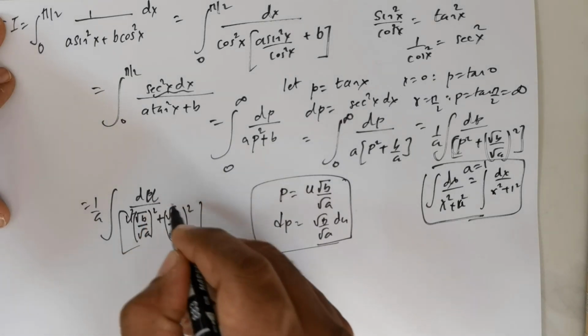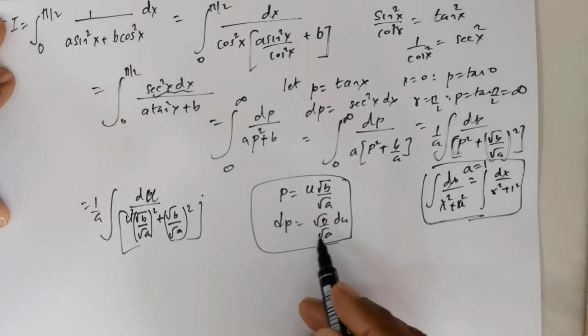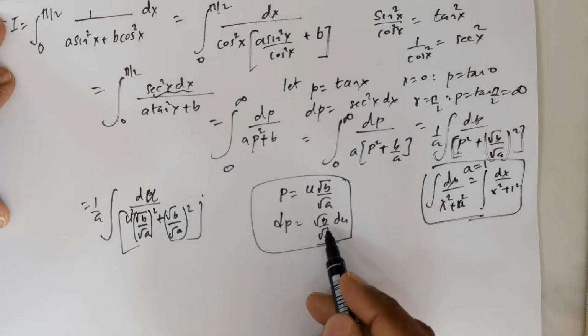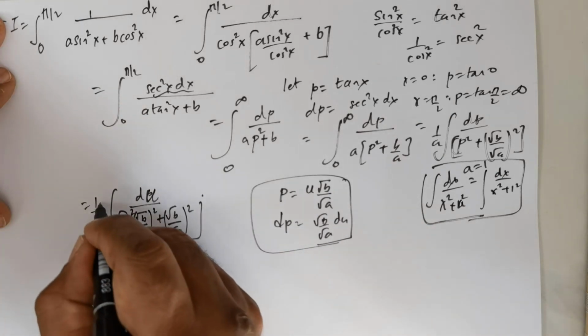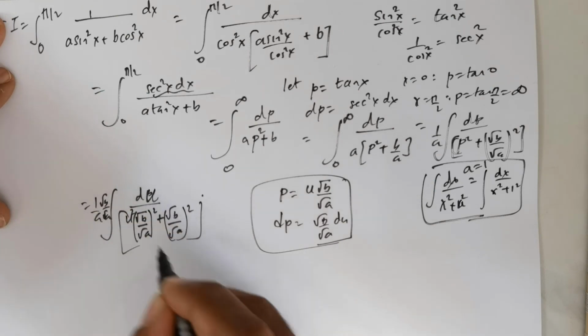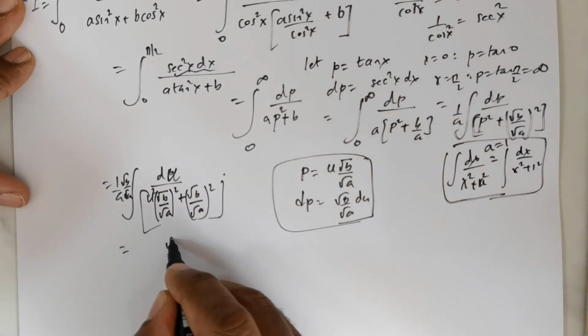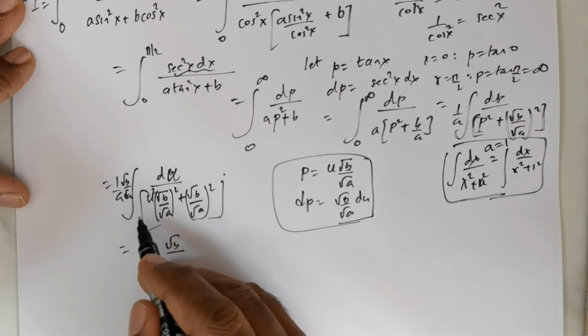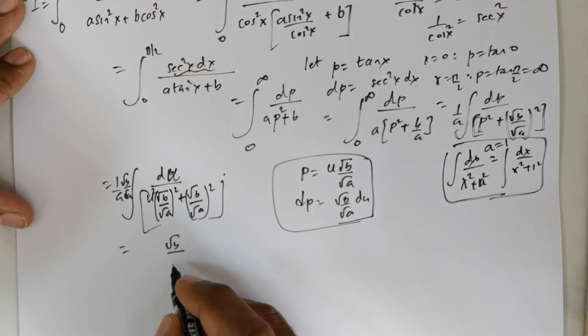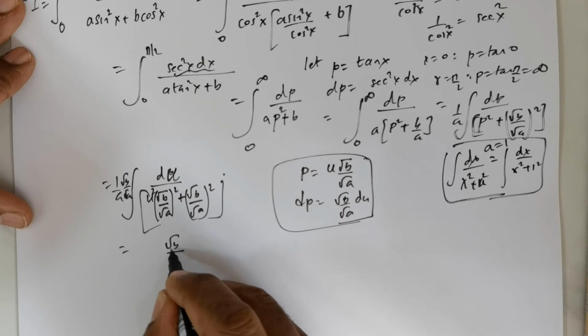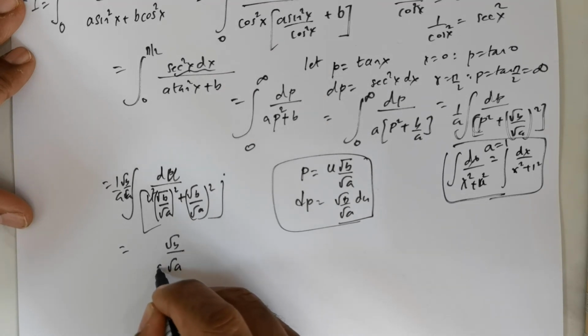So I will write here as du, and then this has to be product multiplied with root of b divided by root of a. So I will place this root of b divided by root of a over here. Now this is equal to root of b divided by root of a times a. Of course, you might be wondering, I am not taking the limits into account. I will just fill in the limits within a minute.